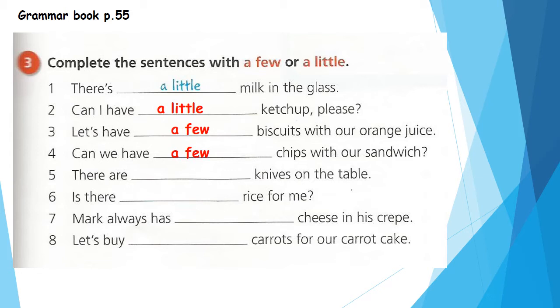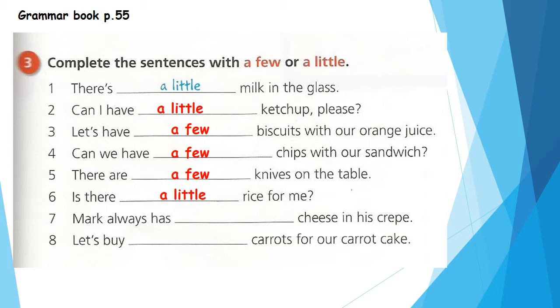Number 5. There are a few knives on the table. Here's a noun, knives. Yes, it is plural. It is countable. So we'll use what? A little or a few? Super. We'll use a few. Number 6. Is there a little rice for me? Here's a noun, rice. Yes, it is uncountable. We can't count rice. Okay. And it has no plural form. So we'll use what? Super, a little.